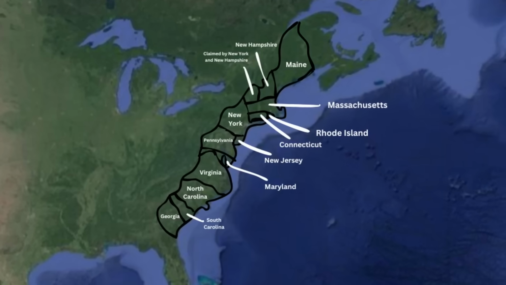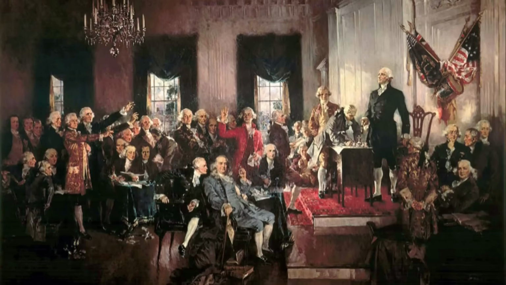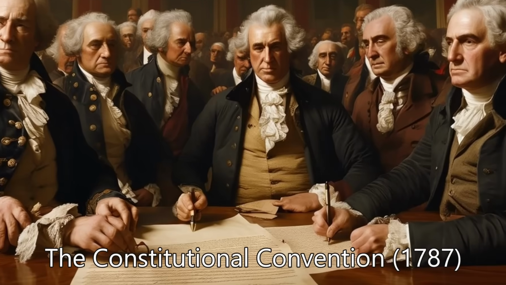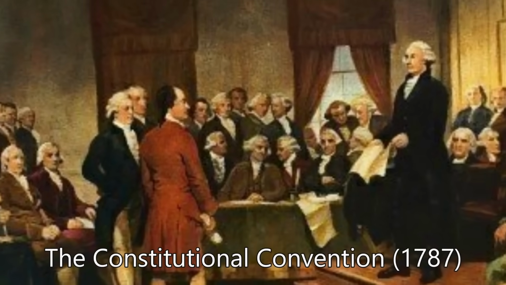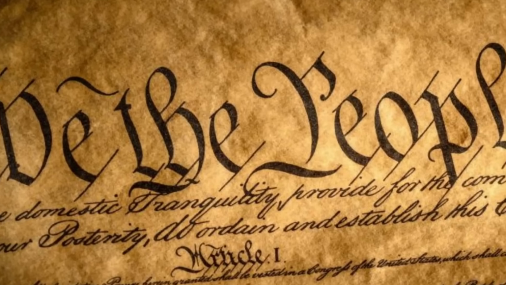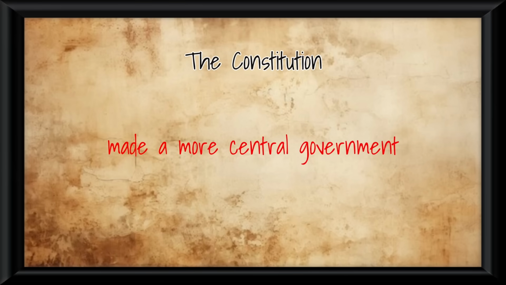State representatives all knew this and decided to meet in 1787 at the Constitutional Convention, where they would, through negotiation, collaboration, and compromise, draft a new form of government, the Constitution, which made a more central government. The actual details of the Constitution will be covered next topic. For now, let's talk about this convention.